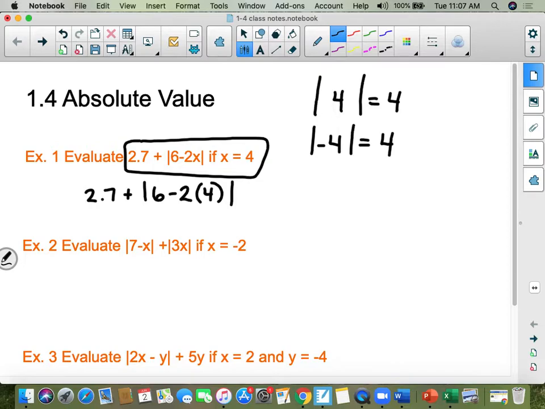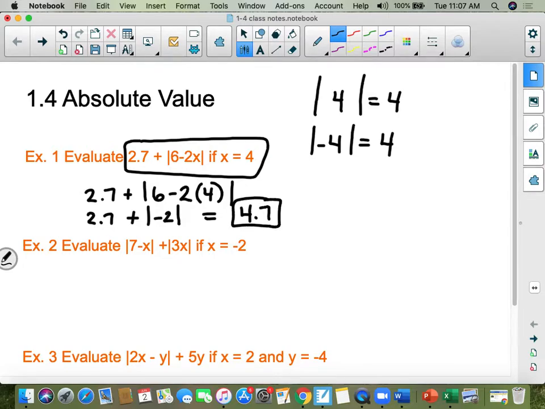makes it positive. So you get 2.7 here plus 6 take away 8 is the absolute value of a negative 2, but the absolute value of a negative 2 is 2. So 2 plus 2.7, final answer 4.7.